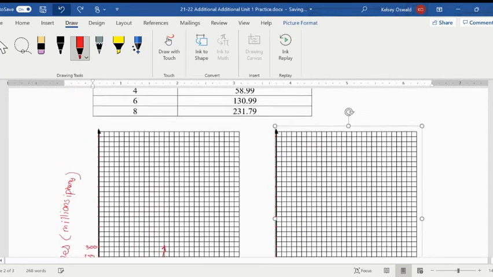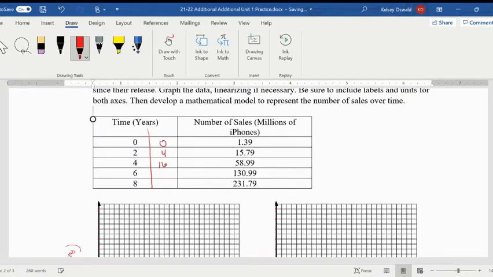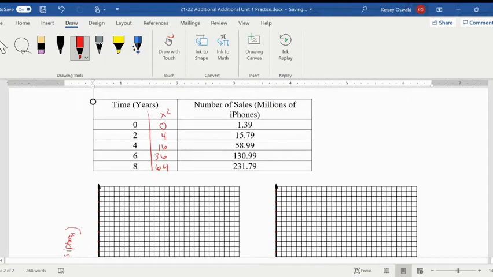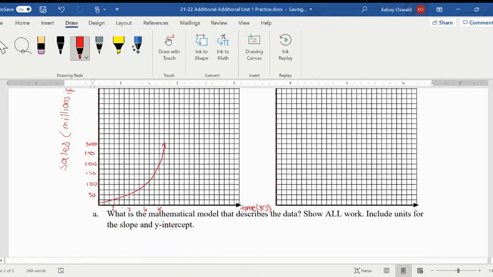So we're going to come up here, and we're going to take all of our x values and square them. So we'd have 0, 4, 16, 36, and 64. Okay. So then what we're going to do is we're going to replot these values using those x squared values. So now our points would be 0, 1.39, 4, 15.79, 16, 58.99. Okay, so we're replotting those values using our x squared numbers.